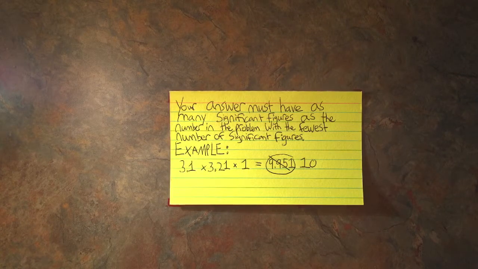This is not the correct answer, as you need to have one significant figure, as the number 1 in the equation only has 1, and it is the fewest number of significant figures. Thus, the answer 9.951 will be rounded up to 10.